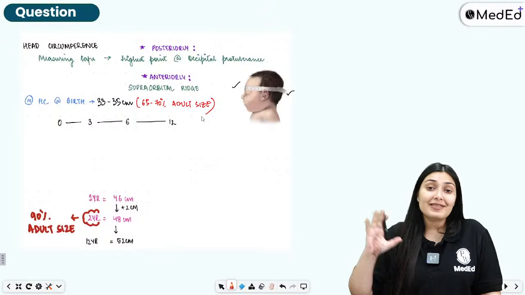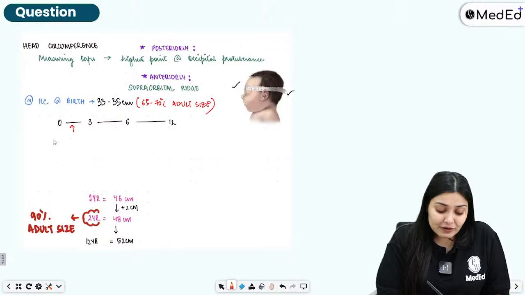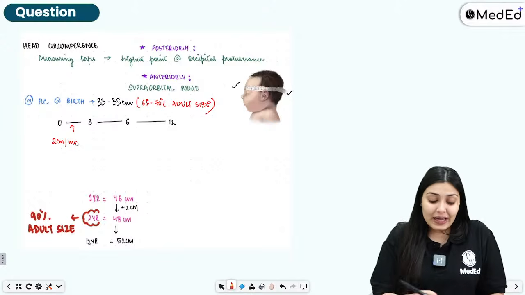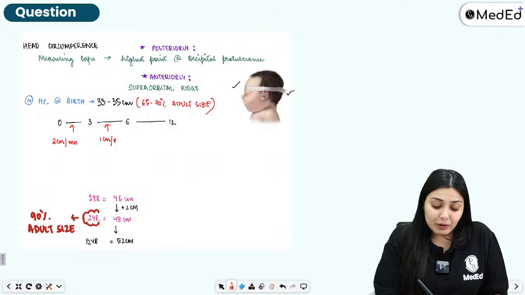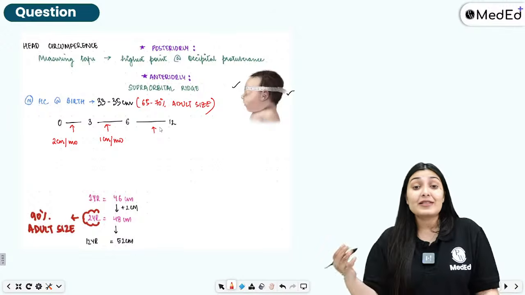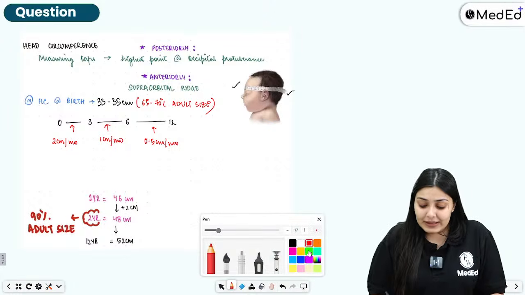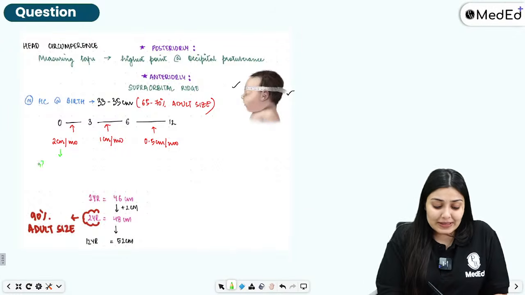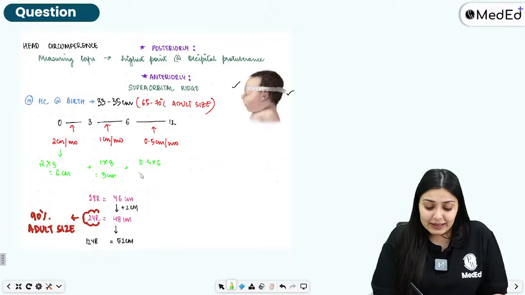Let's see how head circumference grows after birth. In the first 3 months of life, the rate of increase is 2 centimeters per month. After that, from 3 to 6 months, the rate of increase is 1 centimeter per month. And in the next 6 months, it's 0.5 centimeter per month. So 2 centimeters per month for 3 months is 6 centimeters, then 1 centimeter for 3 months is 3 centimeters, and 0.5 centimeters for 6 months is again 3 centimeters.